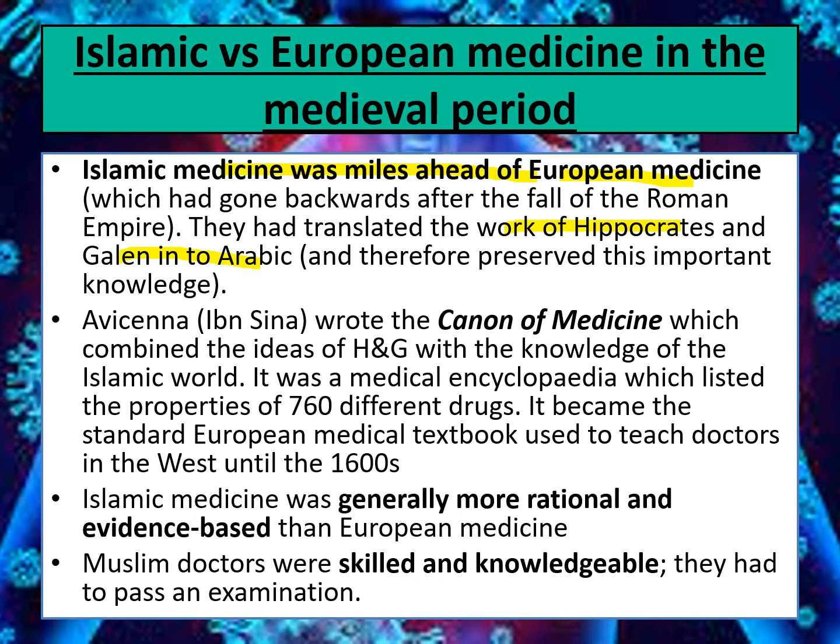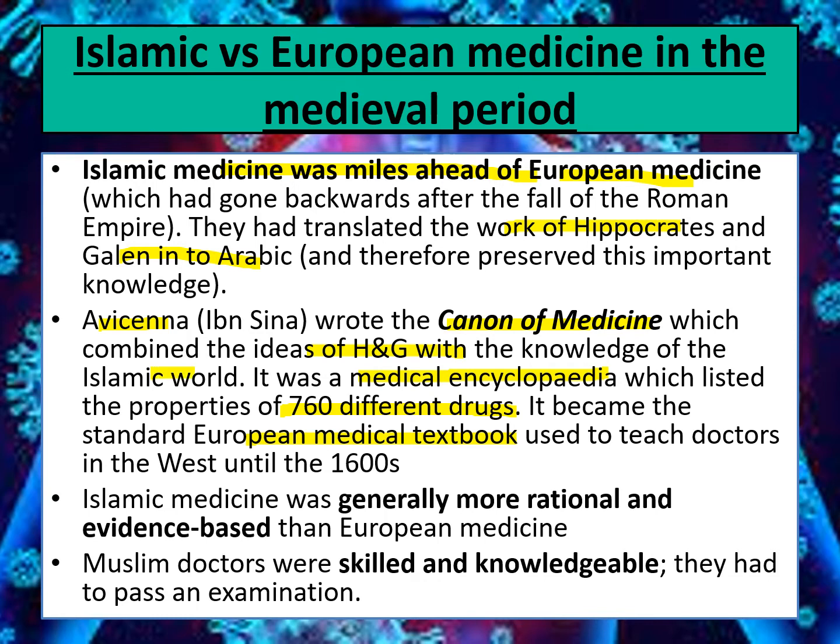There were also other individuals like Avicenna, who is a really important Islamic scholar to know about, who wrote something called the Canon of Medicine. Now, this book was an absolutely crucial book in the medieval period. It was essentially a medical encyclopedia which ended up listing the properties of 760 different drugs. And it was so popular that it ended up being used as the standard European medical textbook used to teach doctors in the West until the 1600s. And this basically combined the ideas of Hippocrates and Galen with the knowledge of the Islamic world.